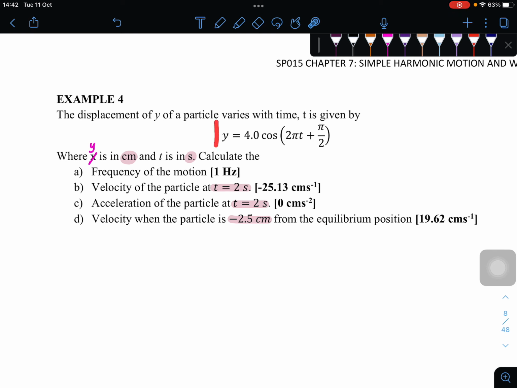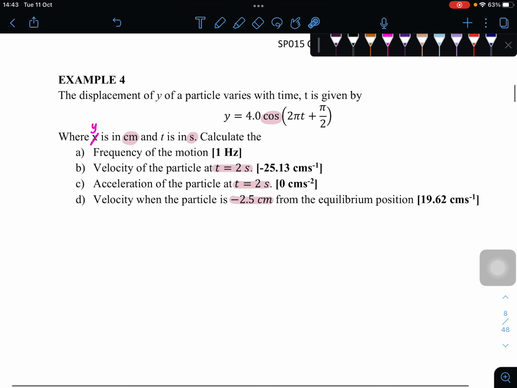Okay, first let's look at the equation we are given here. Okay, di mana kita dibagi y sama dengan 4 cos 2 pi t plus pi over 2. Okay, so notice here that now we have cos instead of sin. So there's no problem with this equation. Just kamu kena notice lah yang sekarang ni kita menggunakan cos bukan sudah sin. Okay, tapi everything else is still the same, di mana this value here is still equal to amplitude. This value here is still equal to omega, and then this one adalah equal to the angle phi.